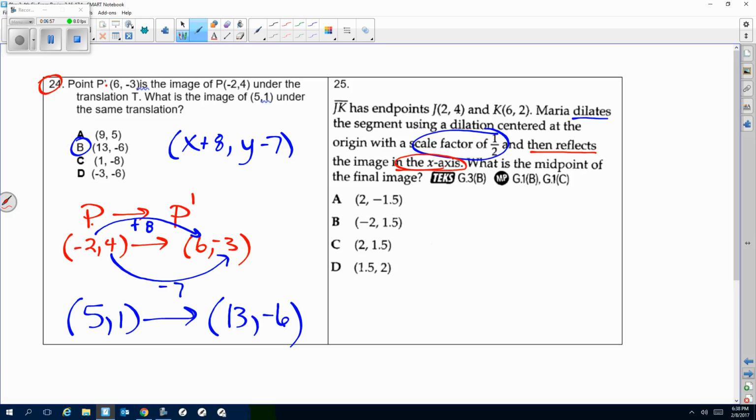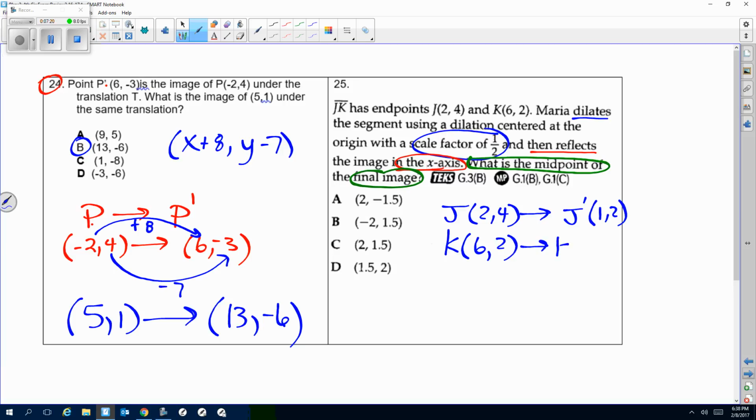That's also important. It says, what is, and I'm going to do a different color for our question, what is the midpoint of the final image? So let's just start off with our J, 2, 4. It's being dilated by a scale factor of 1/2. So we're taking half the points. So J prime becomes 1, 2. K, 6, 2. Dilating it by 1/2 becomes 3, 1.